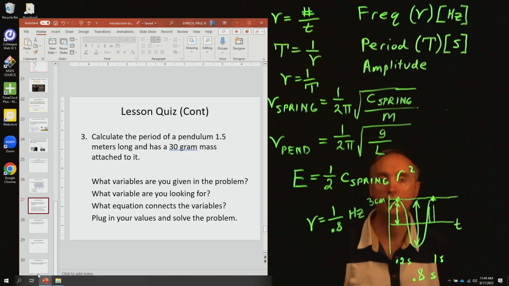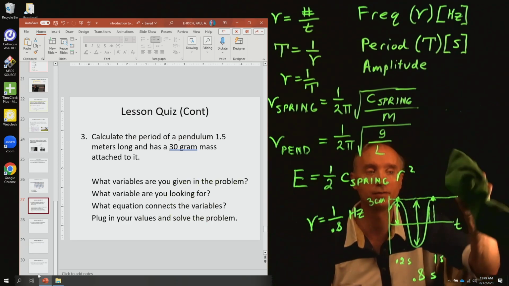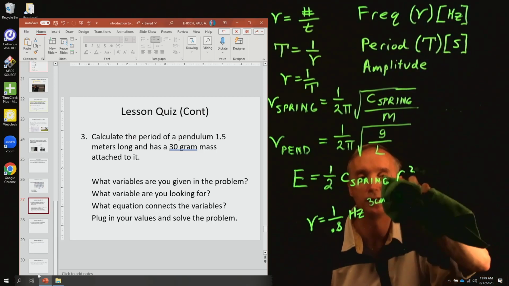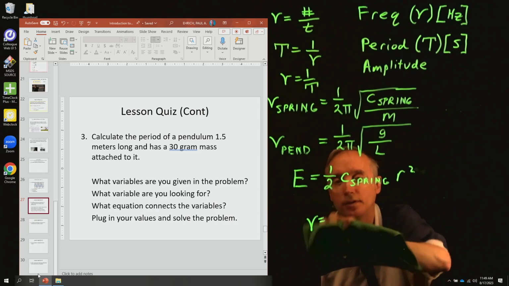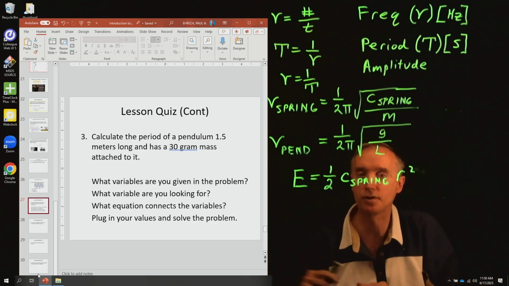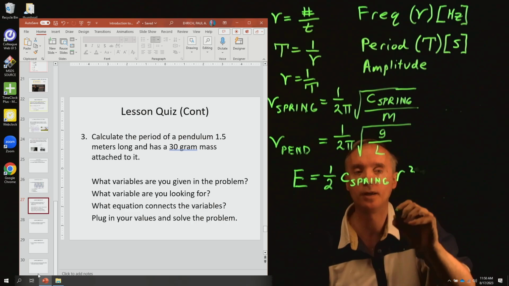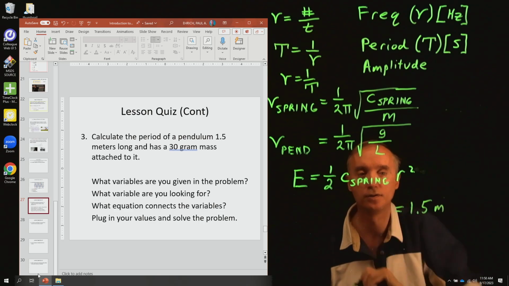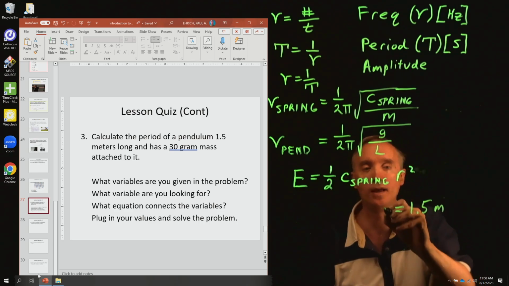Calculate the period of a pendulum that is 1.5 meters long, and it has a 30-gram mass attached to it. Okay, so what variables are you given in the problem? Now this one's kind of tricky, so you want to pay really close attention, because I might just spring something like this on the exam for you. So what variables are you given? You're given a pendulum that is 1.5 meters long. So what is that? L.